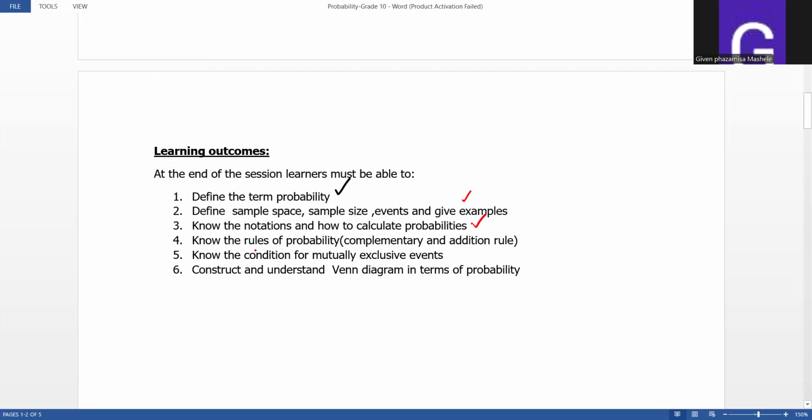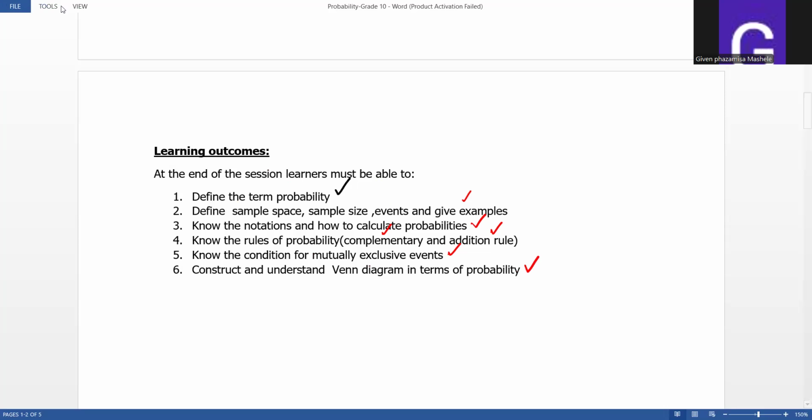And again, you must know the rules of probability. Particularly for grade 10, we'll talk about the complementary rule and addition rule. And you must also know the conditions for mutually exclusive events, which we will talk about. Then you need to be able to construct and understand a Venn diagram in terms of probability, but it can be in terms of probability or just the counting, but I will take you through everything here.